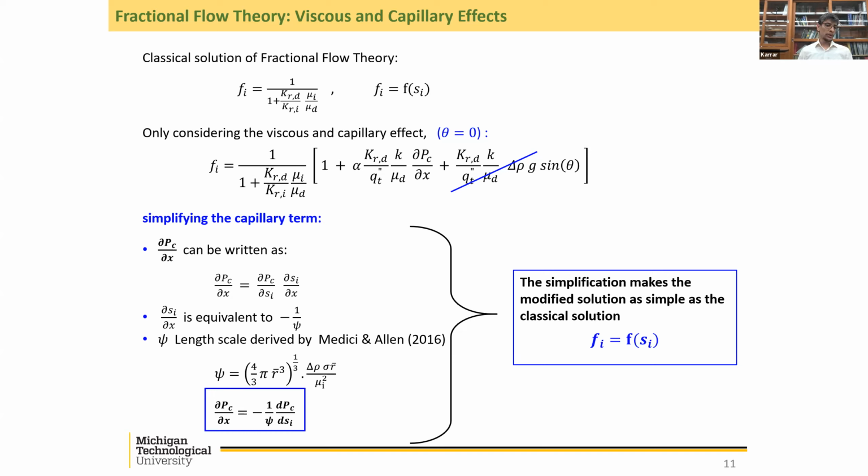However, we need to deal with that other term, which is the spatial derivative of the saturation. We found that this term can be equivalent to -1 over ξ, and ξ is a length scale derived by Medici and Allen. So in this case, the term partial Pc over partial S can be written at the end in terms of saturation, and the whole modified fractional flow rate equation can be written in terms of saturation.